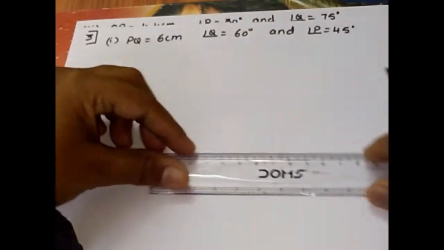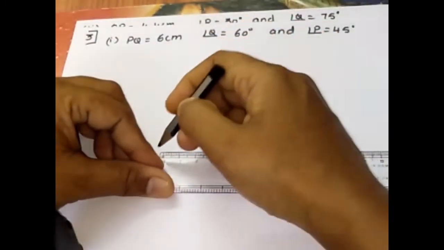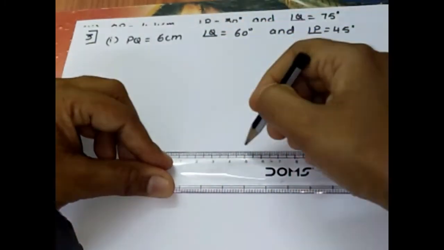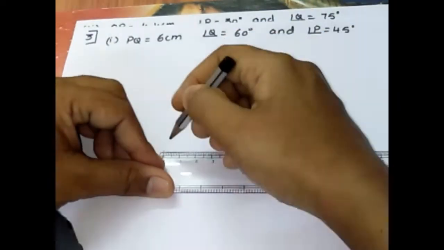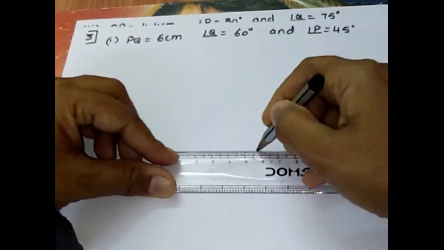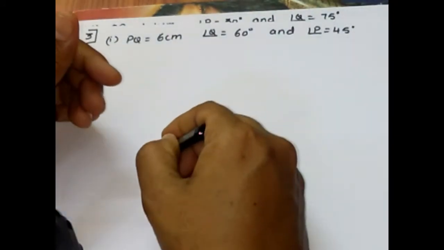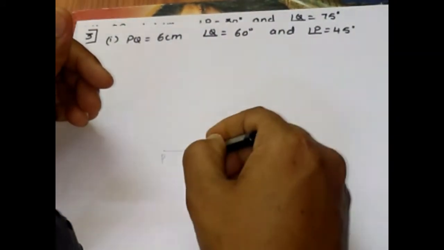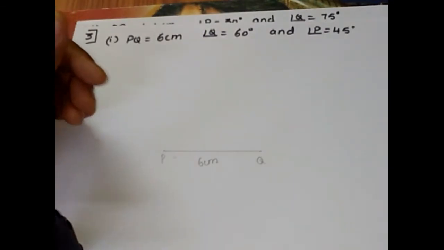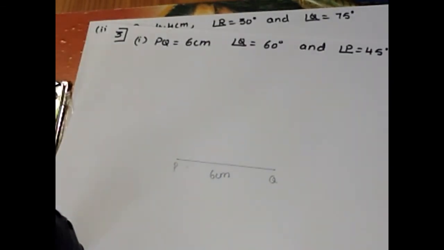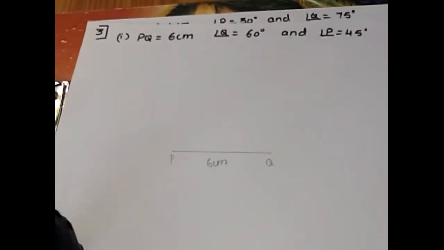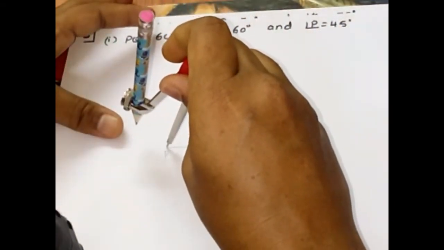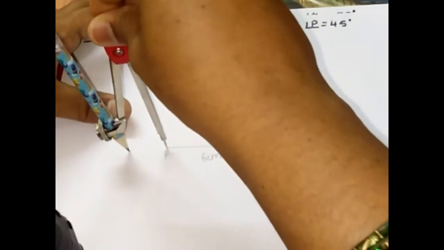Keep a scale straight on your book. Mark 0 and 6. Draw a line segment. Join it. Mark it as PQ and its measurement is 6 centimeter. Now I need to construct an angle of 45 degree at the point P. I hope you have learned how to construct 45 degree. So first we have to construct 90, then the bisected angle of 90 will give you 45 degree.